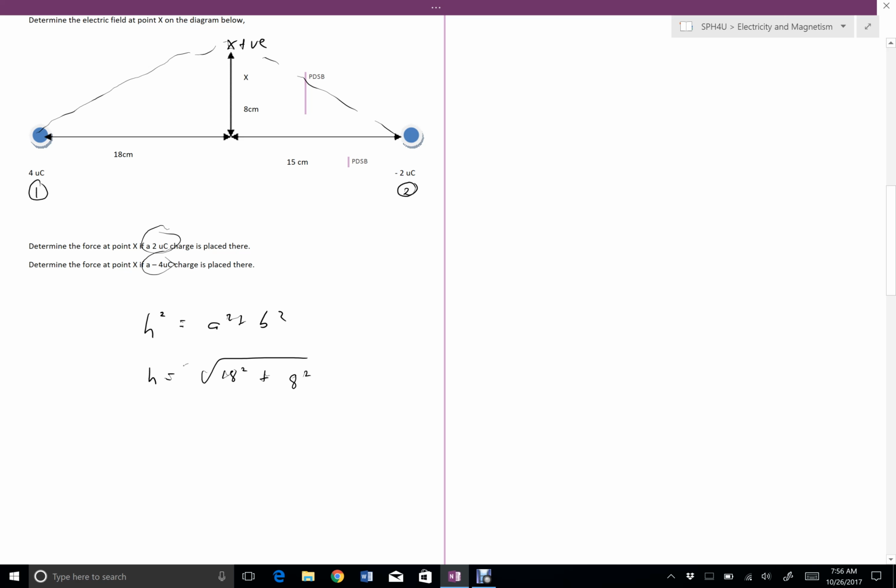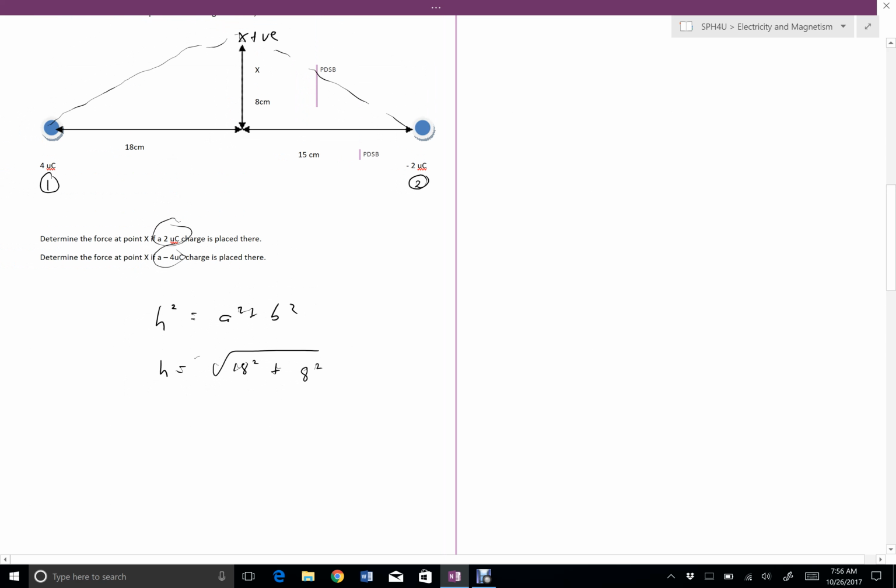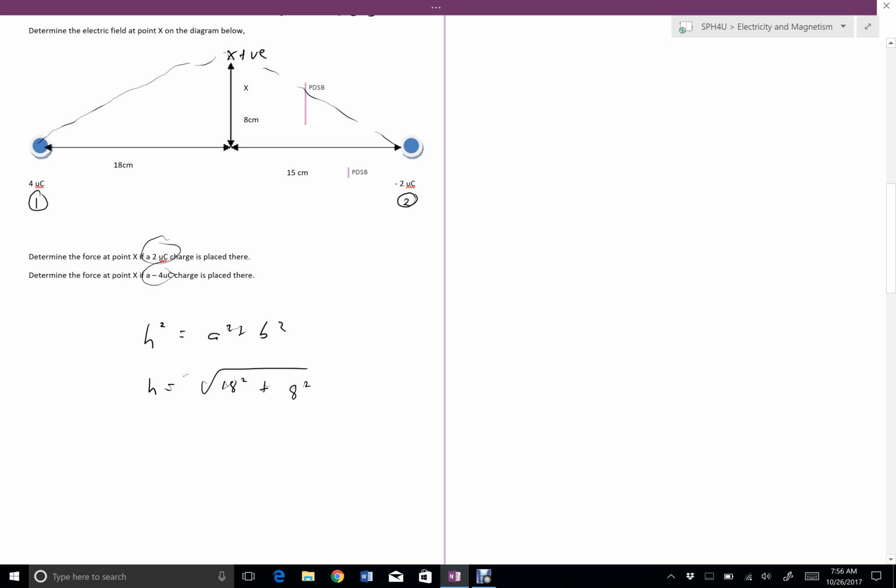My pen seems to be dragging a little bit as I'm writing, so I'm just going to see if I can clean that up. 18 squared plus 8 squared. There we go. So 18 squared plus 8 squared, square root the total. So I got 19.7 centimeters for this separation distance.